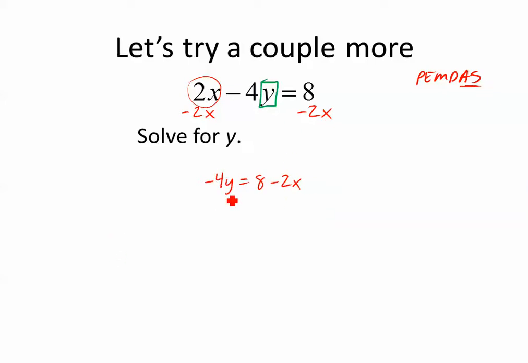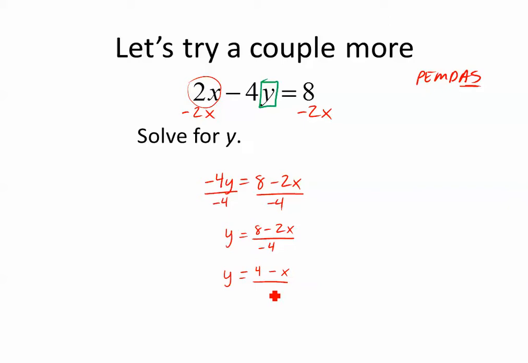Now I can do the division. I'm trying to get y by itself, remember. So I'm going to do negative 4. That's negative 4 times y, so I'm going to divide by negative 4. And so I get y equals 8 minus 2x divided by negative 4. Now, this is okay, but we really should reduce the fraction. If there's something that all of these are divisible by, then we should do that. Now, I note that they're all divisible by 2, so I'm going to change this to y equals. I'm going to divide the 8 by 2. I'm going to divide the negative 2 by 2, which will be minus 1x.